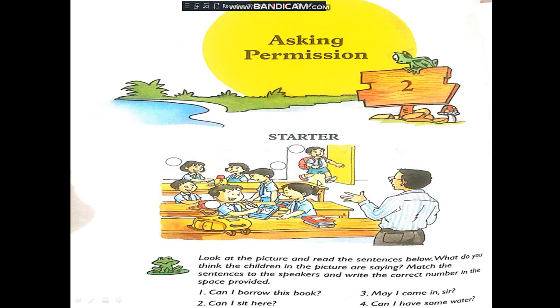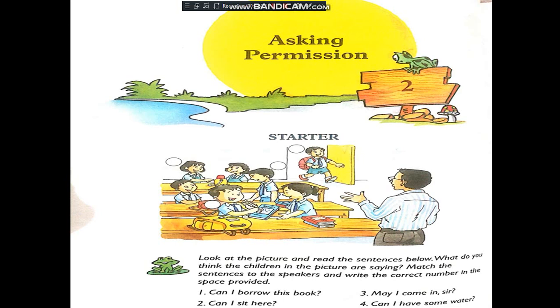Here in this picture, there is a boy and he's entering the class. But before entering the class, he will ask permission from his teacher. So what will he say? He will say, "May I come in, miss?" or "May I come in, sir?" or "May I come in, teacher?" That is what you usually do when you enter the class.